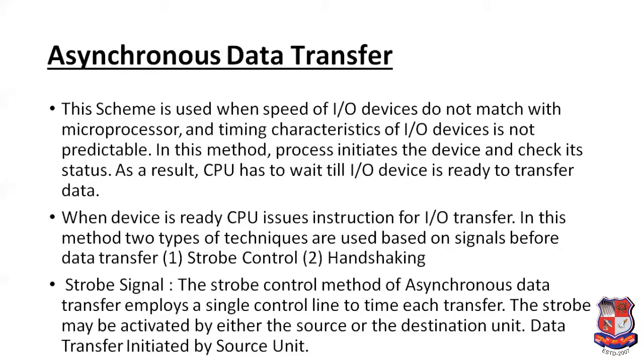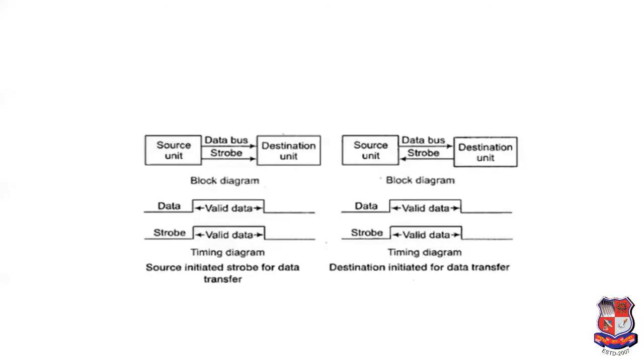Now, what is the strobe signal? The strobe control method of asynchronous data transfer employs a single control line to time each transfer. The strobe may be activated by either the source or the destination unit, in a data transfer from source to destination, or in the reverse direction from destination to source unit. Data transfer is initiated by the source unit in this case.